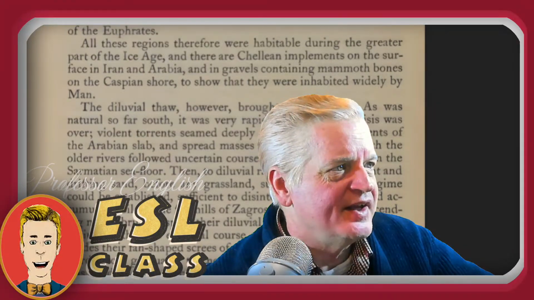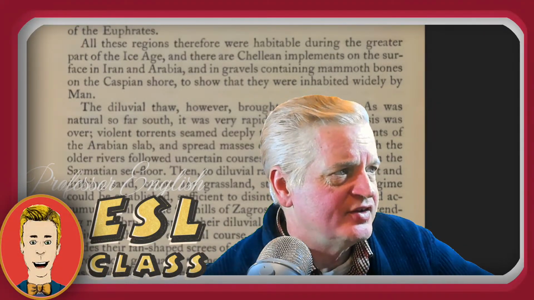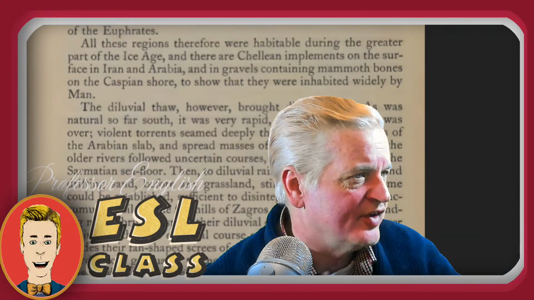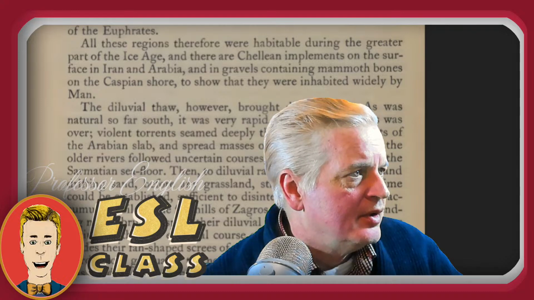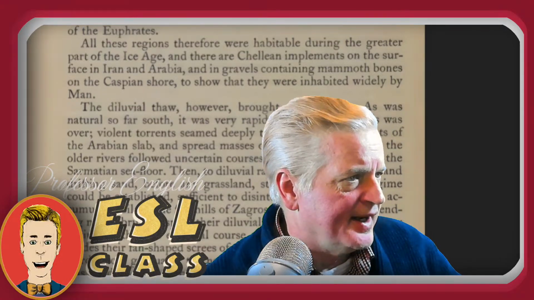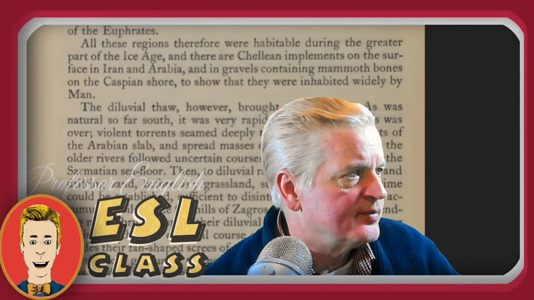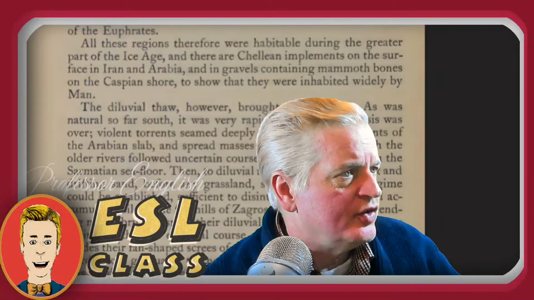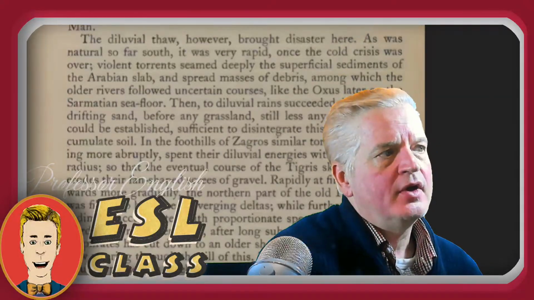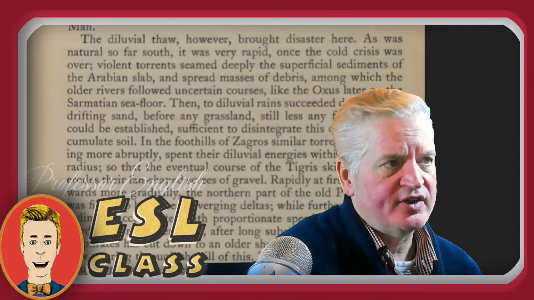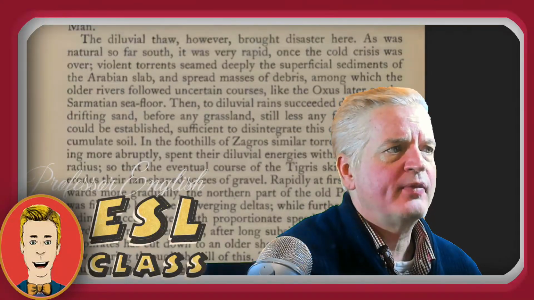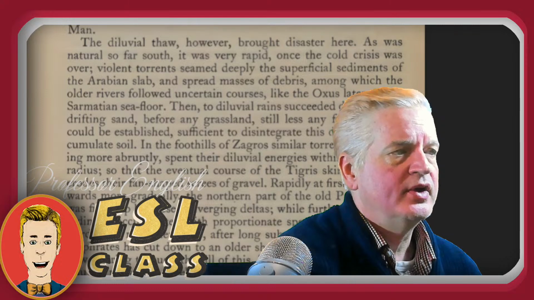And there are Chilean implements on the surface. So that's like very primitive tools that almost look like stones. Chilean implements on the surface in Iran and Arabia and in gravels containing mammoth bones on the Caspian shore, to show that they were inhabited widely by man. The diluvial thaw, however, brought disaster here, and it was very rapid, as was natural so far south.